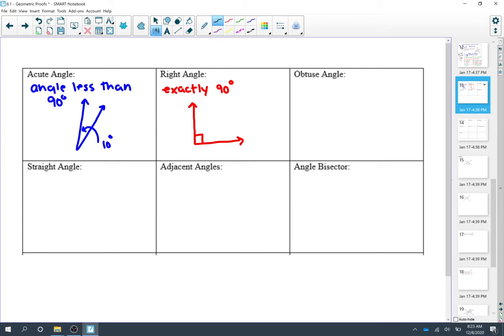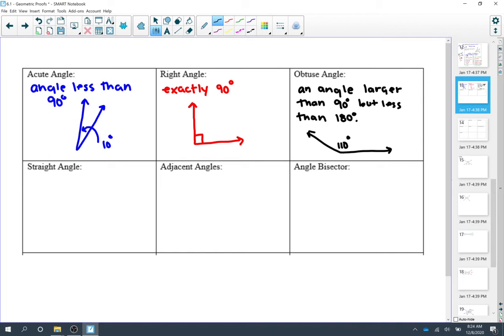An obtuse angle, an angle larger than 90 but less than 180. So for example, we could kind of do something like this. And then in here we could say, okay, well, 110 degrees, that's an obtuse angle.